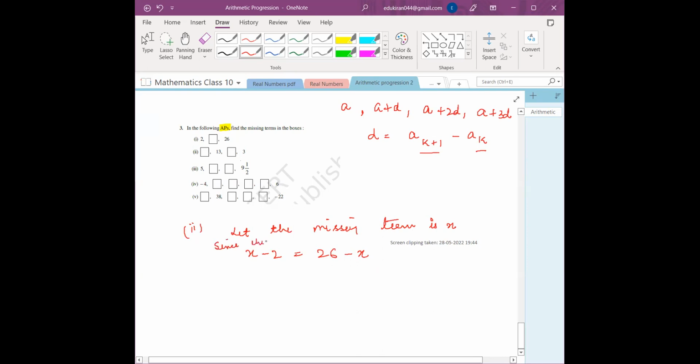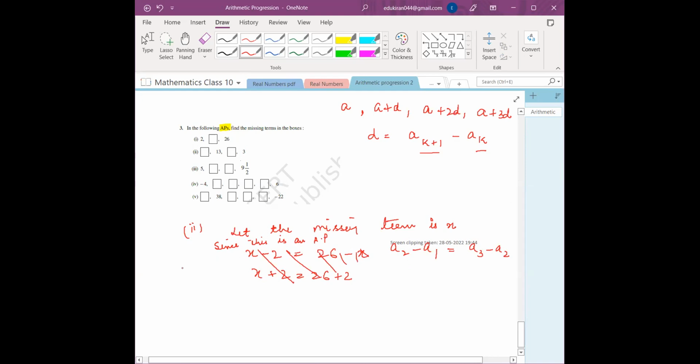Since this is an AP, the difference x minus 2 should be equal to 26 minus x. So we take the x to the same side and then 26. Why x minus 2? See, since this is an AP, a2 minus a1 should be equal to a3 minus a2, right? So a2 is x.